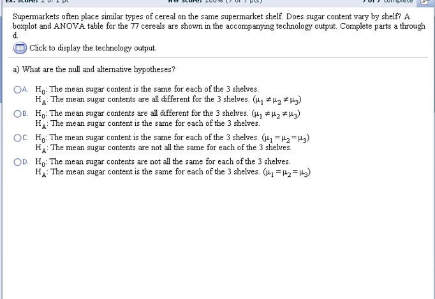Okay, here we are. It says supermarkets often place similar types of cereal on the same supermarket shelf. Does the sugar content vary by shelf? A box plot and ANOVA table for 77 cereals were shown in the accompanying technology output, and we're asked to complete parts A through D. Okay, so let's look at our output.